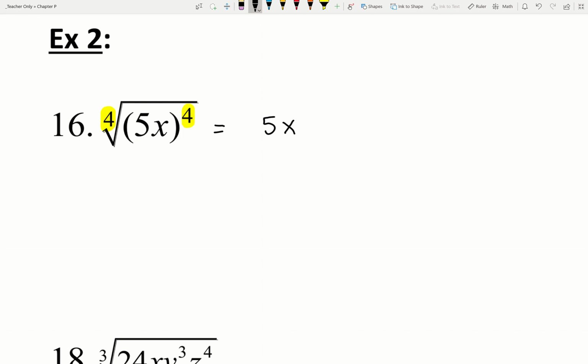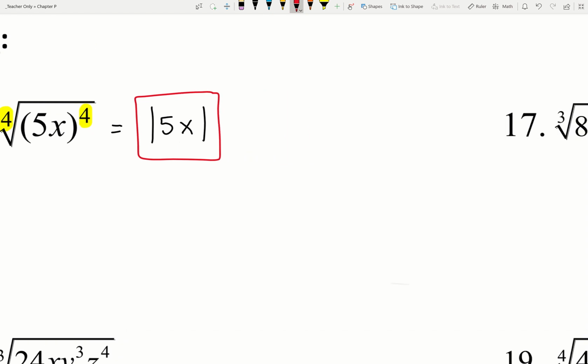But remember that property 5 says that we need to be a little extra careful here, because if the index is an even number, then we need to include our result in a set of absolute value bars, again, because a negative times a negative makes a positive, and really to extend that, an even number of negatives multiplied all out will always make a positive. So we need to make sure that our final result is positive by including a set of absolute value bars.